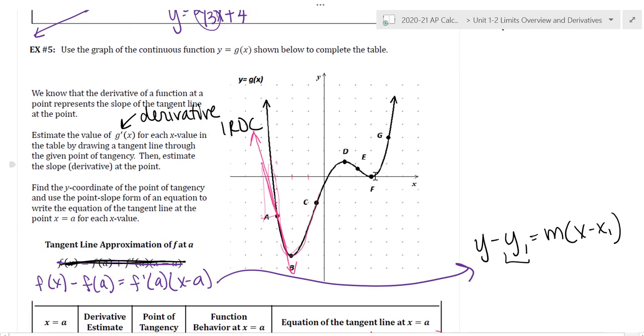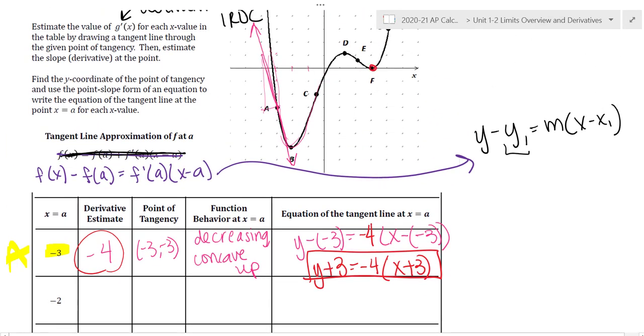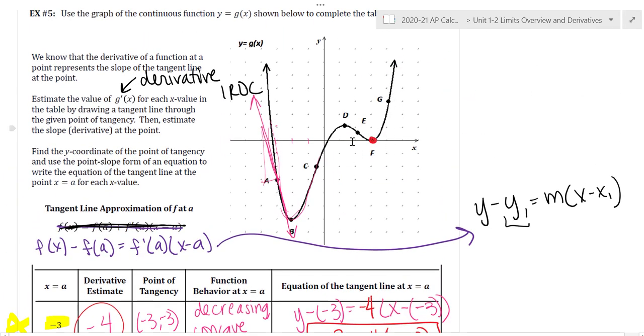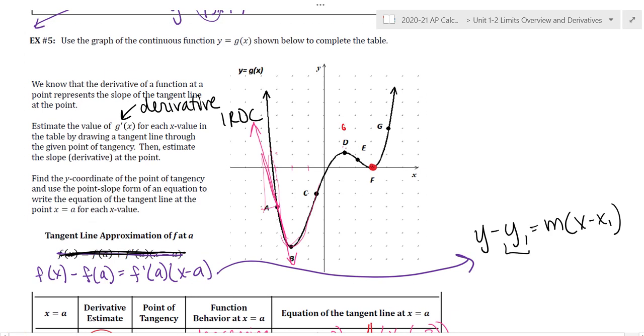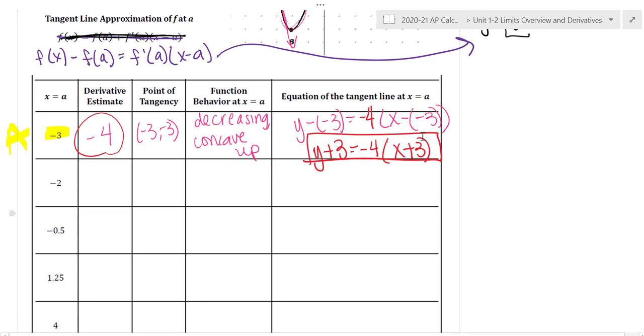Let's do +3. Point F. Oh, it is not on there. We will do, let's do point D. Let's do point D. That works just fine. So that looks to be about 1.25. Great. Let's do point D here.